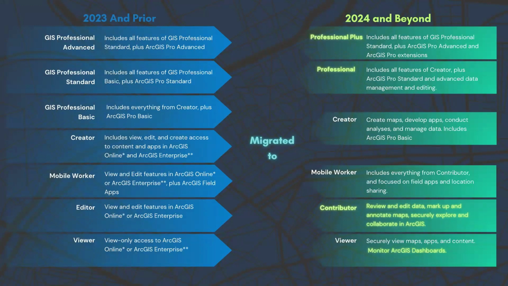In an attempt to simplify offerings, Esri has streamlined user type licensing. Key highlights include viewer user type licenses can now monitor ArcGIS dashboards. The editor user type has been replaced by the contributor user type, which includes more capabilities like annotating and marking of maps to foster better collaboration.